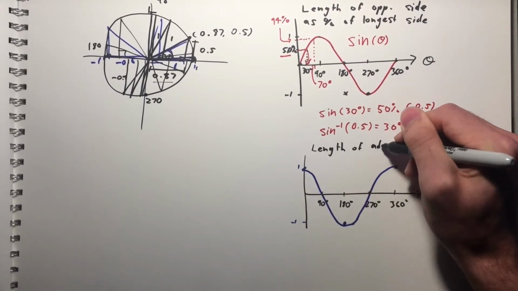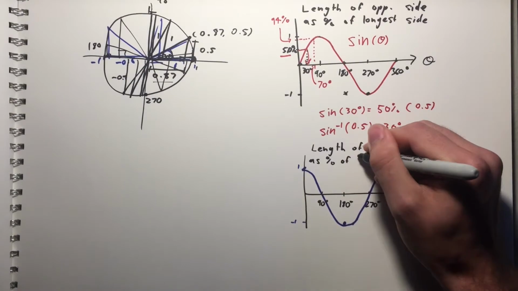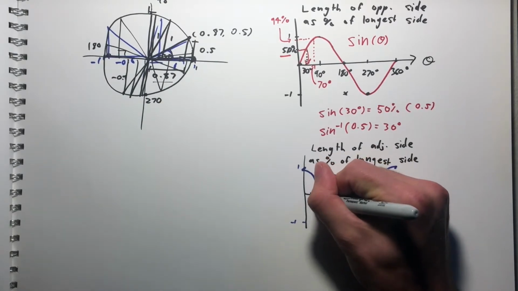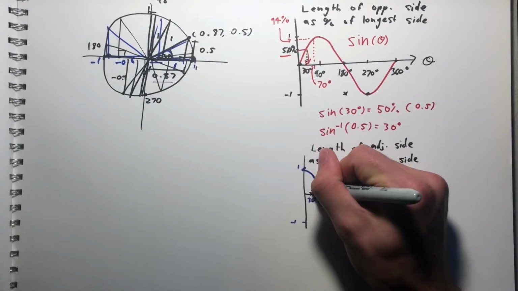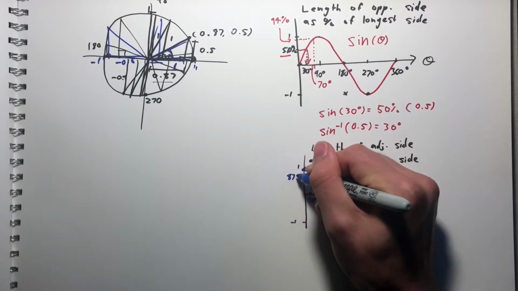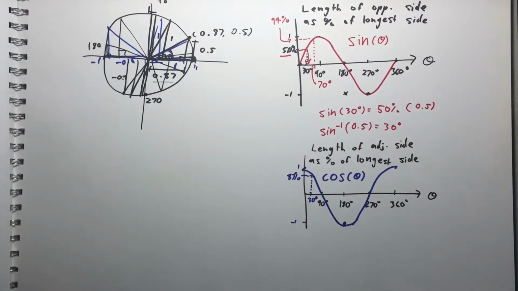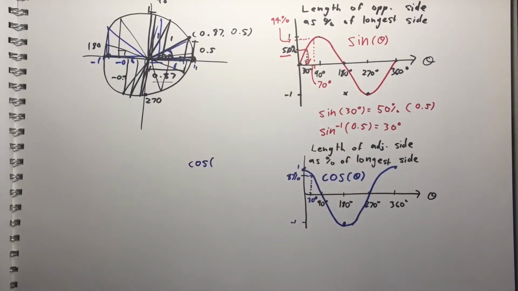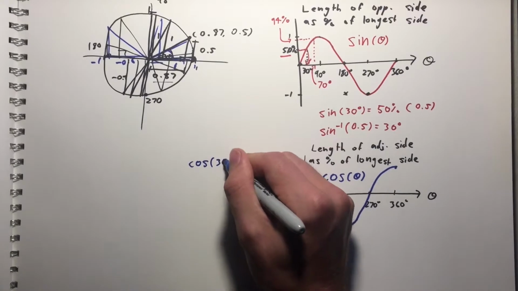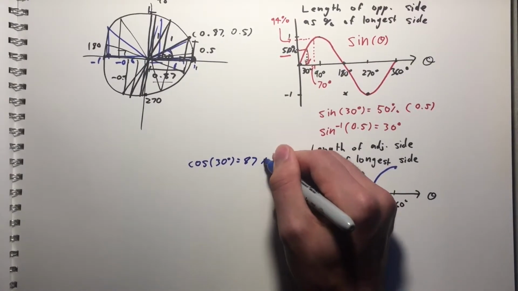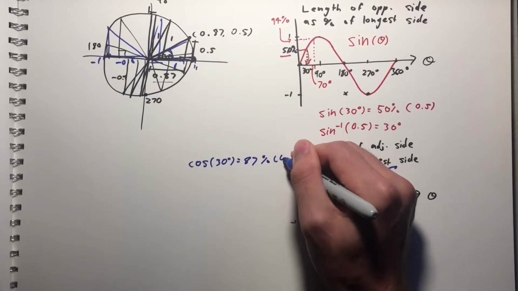And this is the length of the adjacent side as a percentage of the longest side. That's a mouthful, so we'll call it cosine theta. So we can do the same thing as we did with sine and say, for an angle of 30 degrees, how long is the adjacent side inside this triangle? Looking at the graph, it's about 87%, or 0.87 exactly if your hypotenuse happens to be 1, which it is in all these triangles we're drawing on the circle. So we'd say cosine of 30 degrees is 87%, or 0.87.